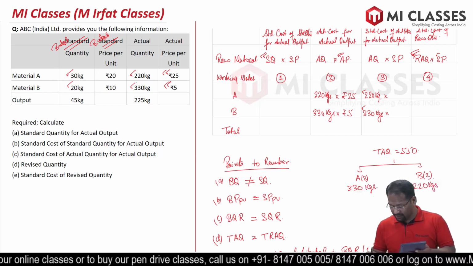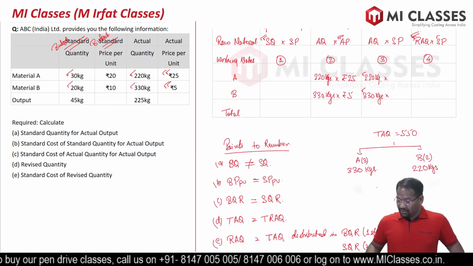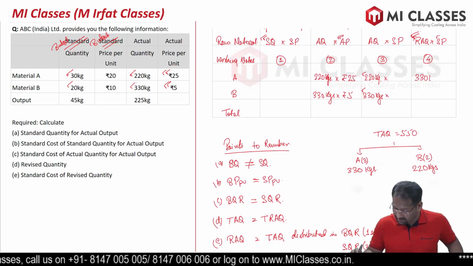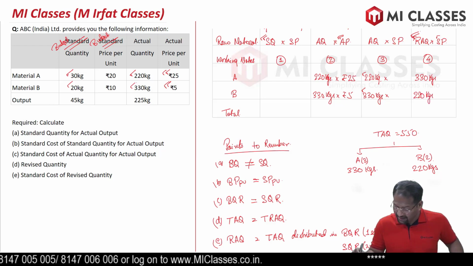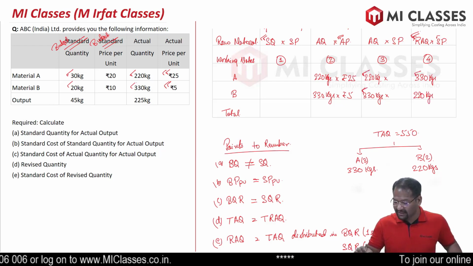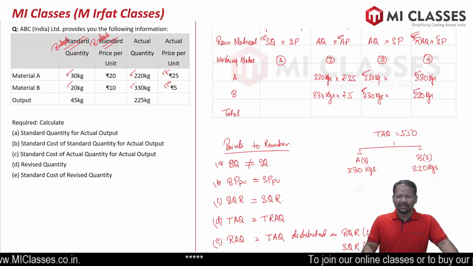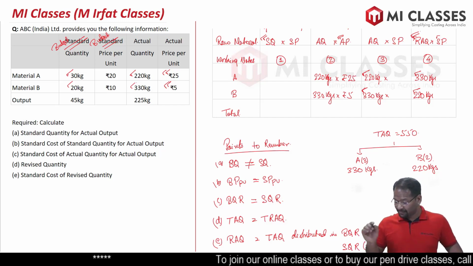So the revised actual quantity for the first one is 330 kgs and for the second one it is 220 kgs. Remember, this is 220, this is 330. It is interchanged here. Will it always interchange? Not at all. It is just a coincidence that it is interchanging here.